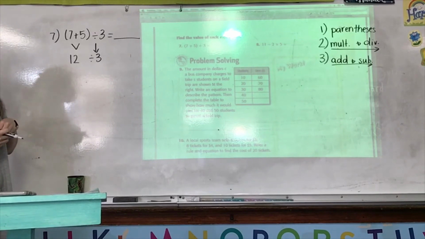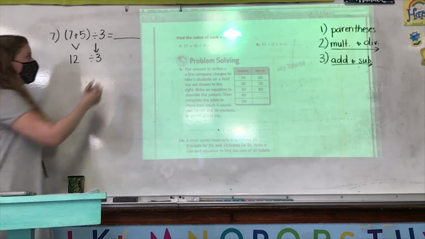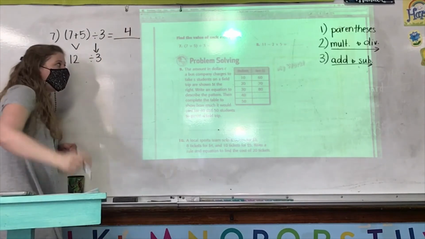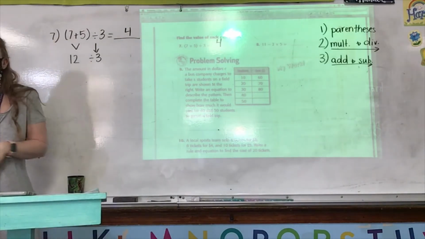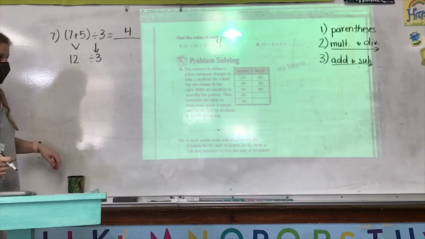Do we have multiplication or division? Yes. 12 divided by 3? 4. And it should have moved over here. If it did not move to your paper, use your red pen to move it to your paper.